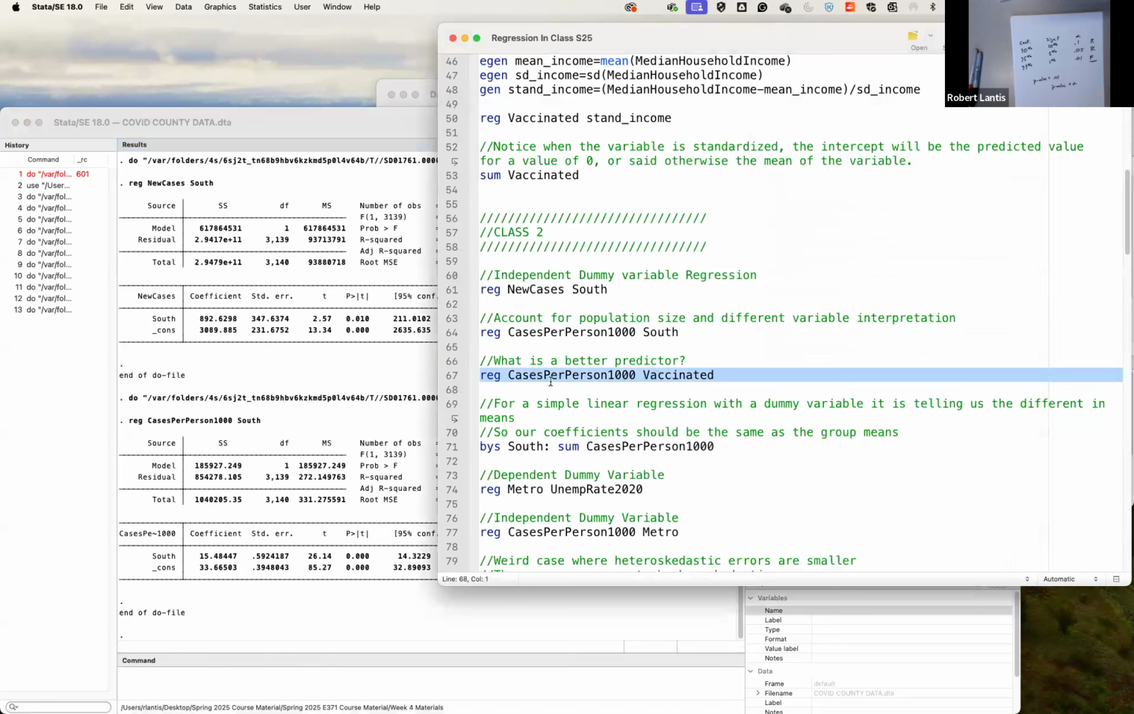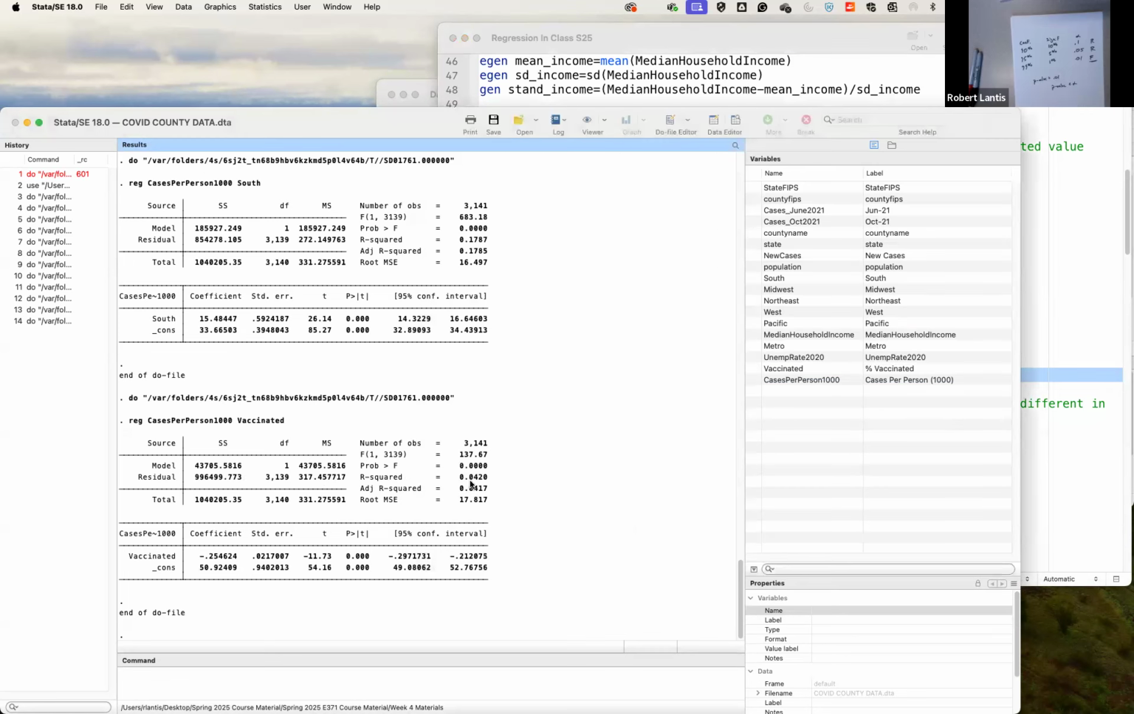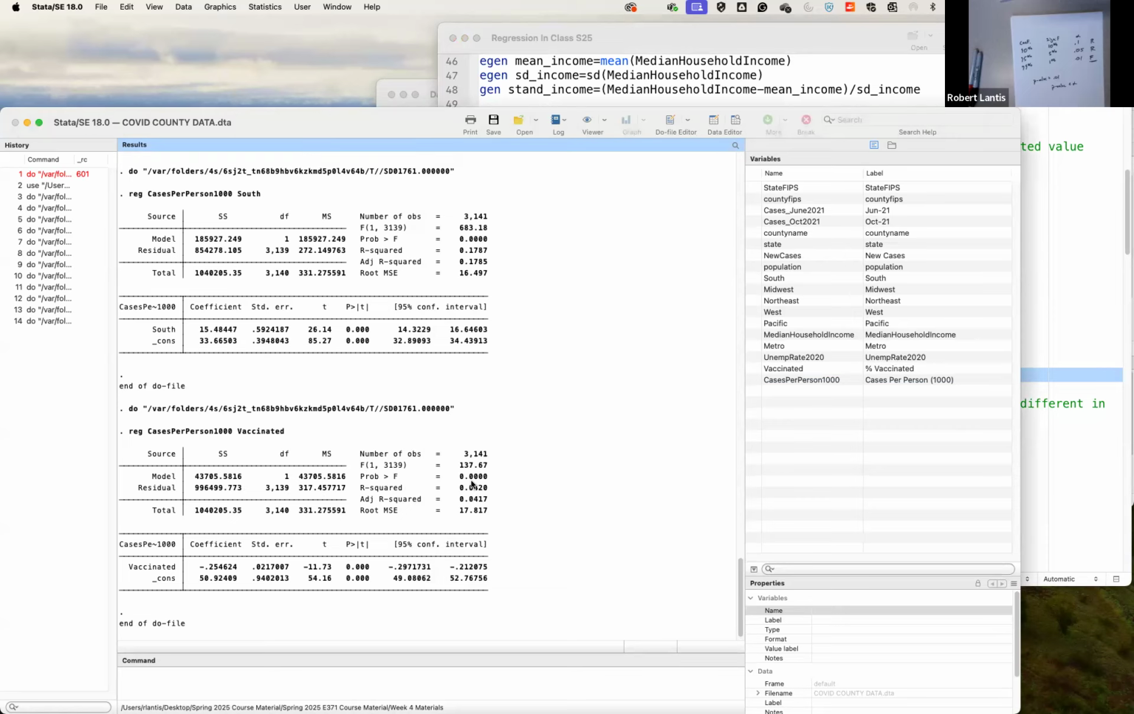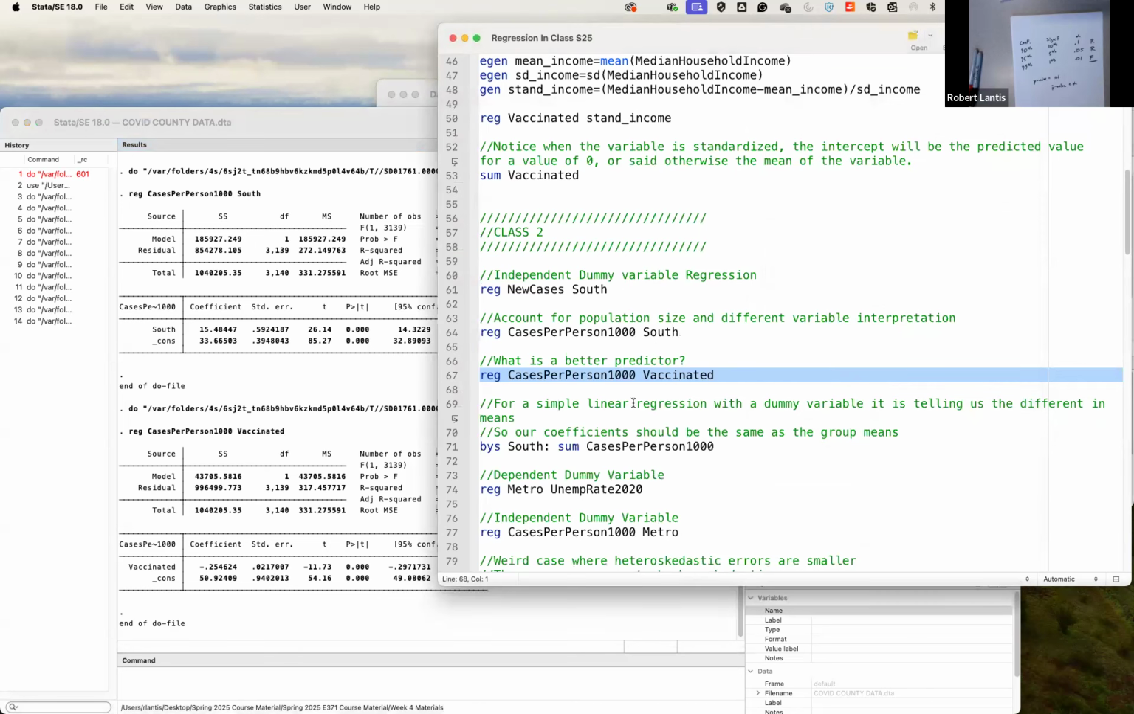If I were instead to run this regression where I try to predict the number of cases by the percent of people vaccinated, notice it has an R squared of 0.04. Whoa, this is interesting. So the amount of variation in the number of cases per 1,000 people explained by what percent of the county is vaccinated, only 4% is explained, where just being in the South, I can explain 17%. So what would we say is a better predictor if I just had to choose one? Whether or not the county's in the South is actually a better predictor than the percent of the county that's vaccinated. Might go against what we initially thought. Okay.